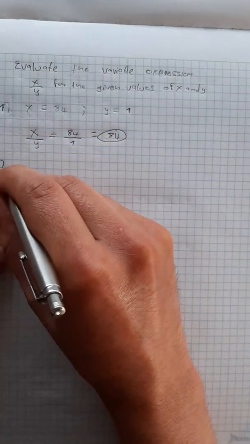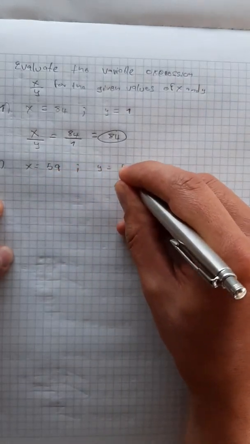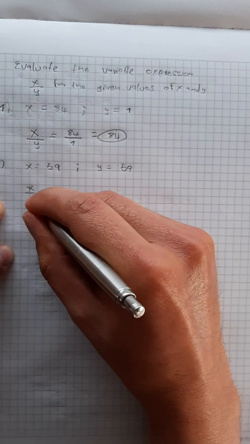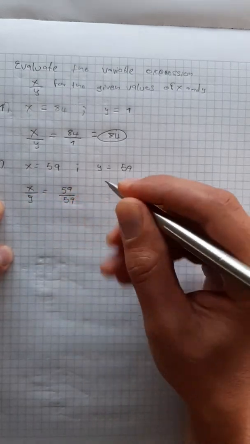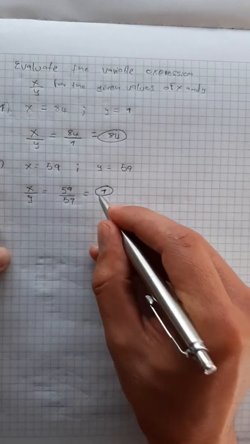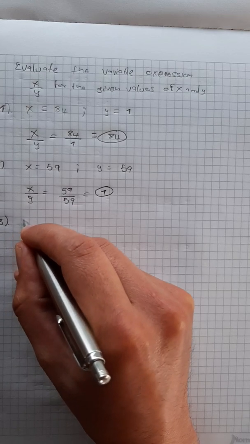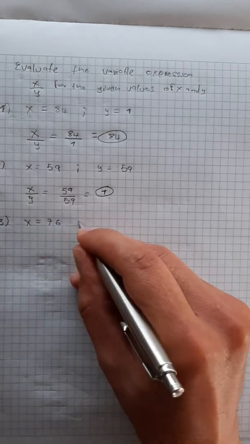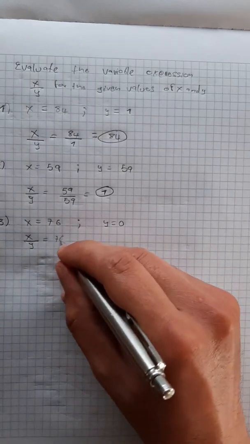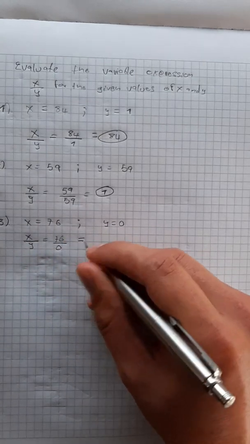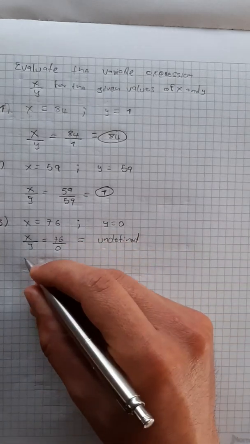Example number 2, x is equal to 59 and y is equal to 59. Then remember, x over y is the variable expression. Then 59 over 59 is equal to 1, according to one property of division. Example number 3, x is equal to 76 and y is equal to 0. x over y is the expression that we're considering. Then in this case, division by 0 is undefined, remember.